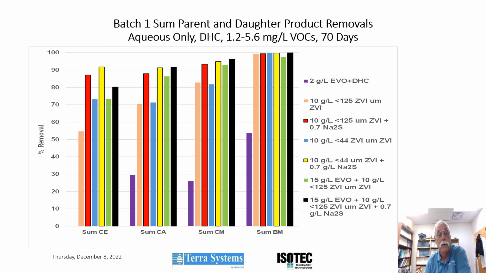With the 15 grams per liter of the EVO and the less than 125 micron ZVI, sodium sulfide increased the sum chlorinated ethanes removal from 73 to 80%. The chlorinated methanes and brominated ethanes were treated more completely than the chlorinated ethanes. The addition of sodium sulfide increased the extent of degradation over the ZVI particles alone.